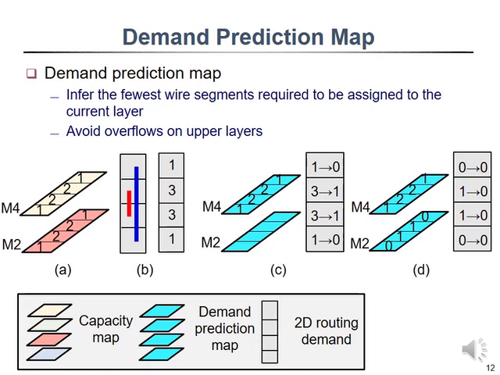Since the unassigned demand values are fewer than the capacity values on metal 2, we directly assign those values on metal 2 during our layer assignment process, which is from the bottom layer to the top layer. The number in the demand prediction map indicates the number of segments that should be assigned to the tile on the current layer. We must meet the map, otherwise overflow will occur on the top layer.